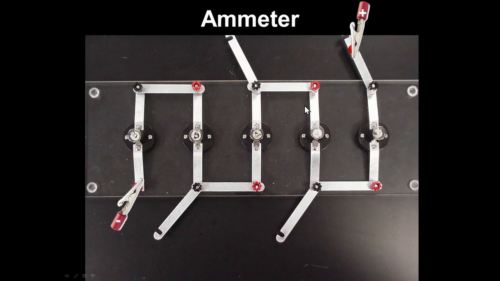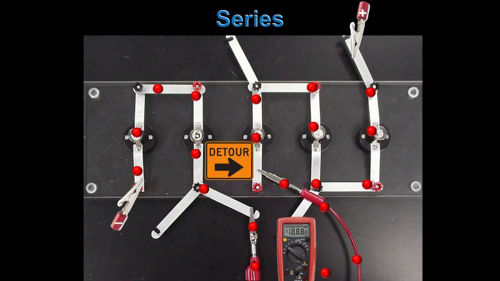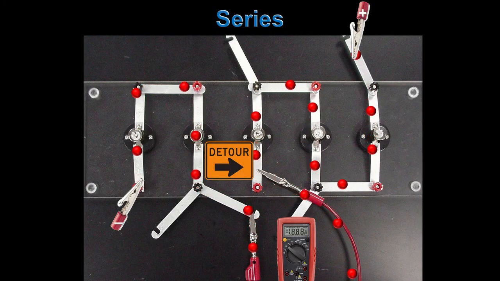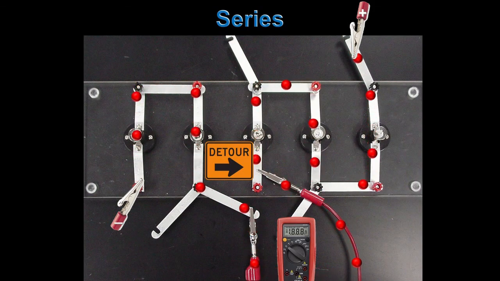So if you had a circuit like this and you want to measure the current right there, figure out how many charges go by there every second, you've got to open up the circuit, detour all those charges through the ammeter so that it can count them, and then deposit them back onto the circuit so they can go on their merry way. And that is all I have for measuring current and voltage in direct current circuits.